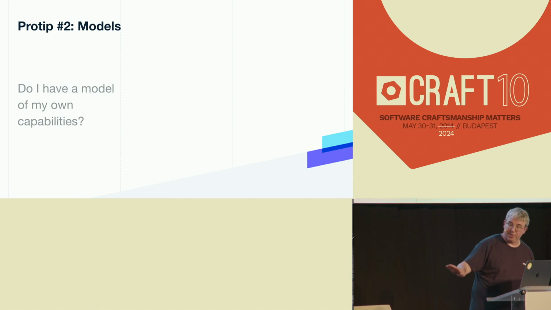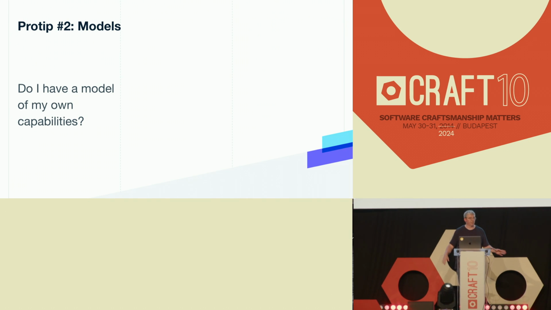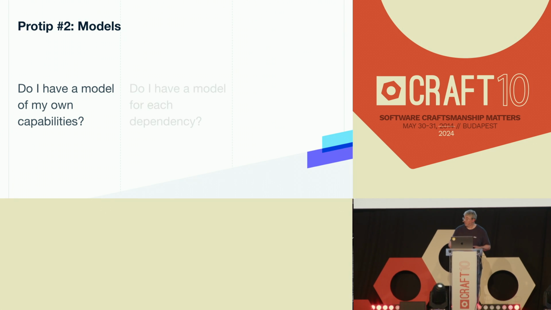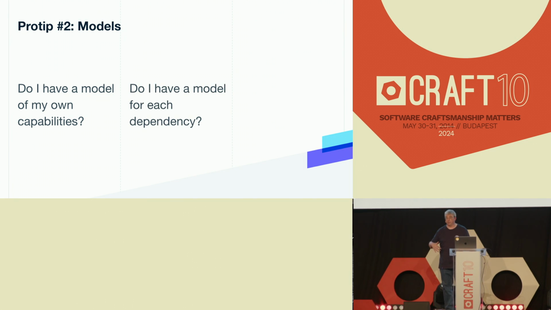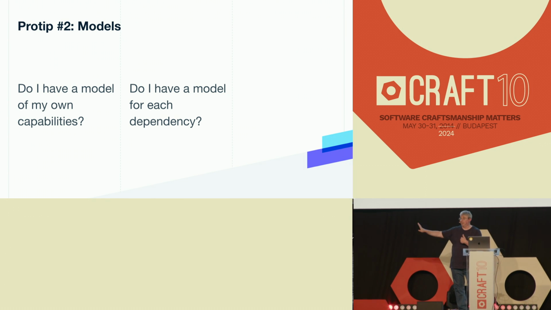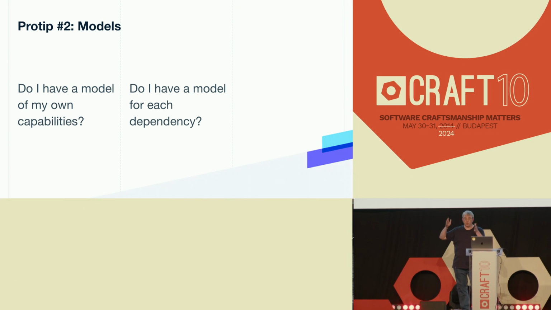So my pro tip for models is to ask yourself the following questions. Do I have a model of my own capabilities, right? I'm writing a service. Can I describe what capabilities it currently has? Do I have a model in my service of my dependencies, right? That might just be some kind of Little's Law model. It might be a circuit breaker, it might be something else. But do I have a model somewhere that describes my dependencies?